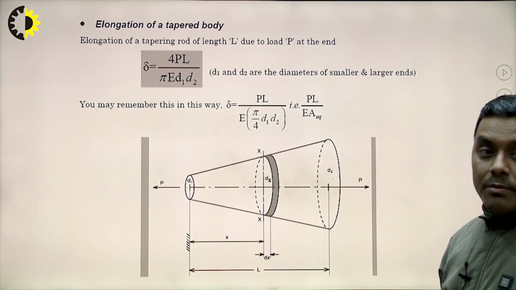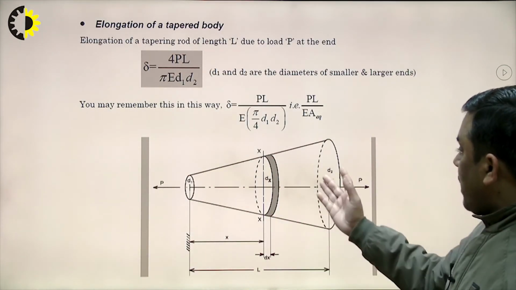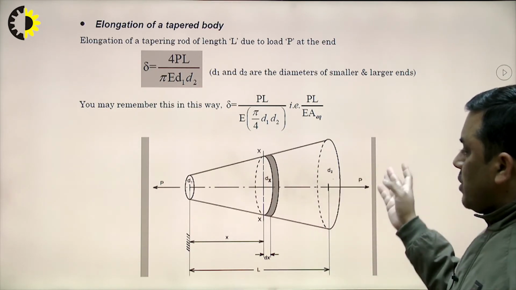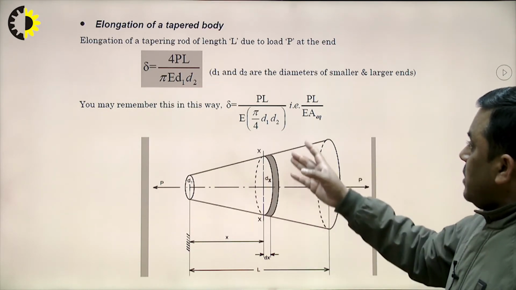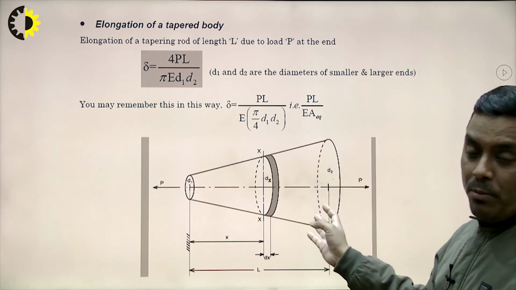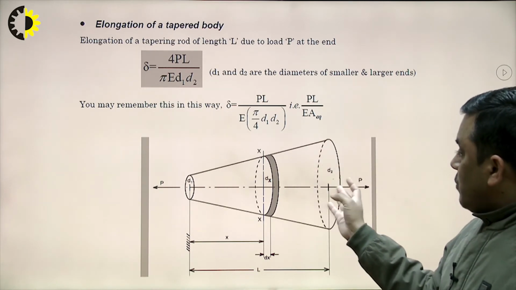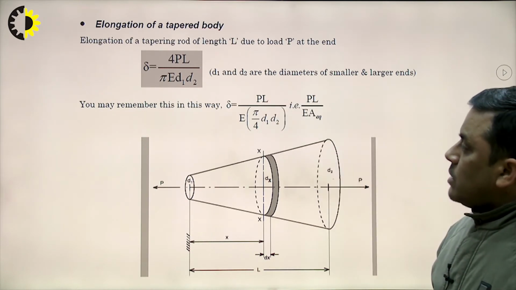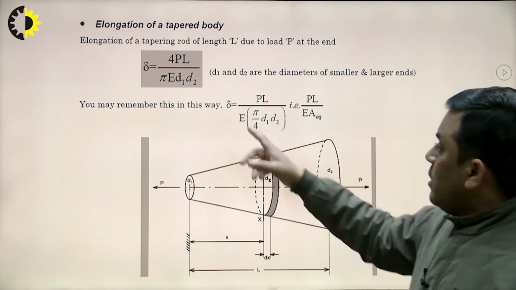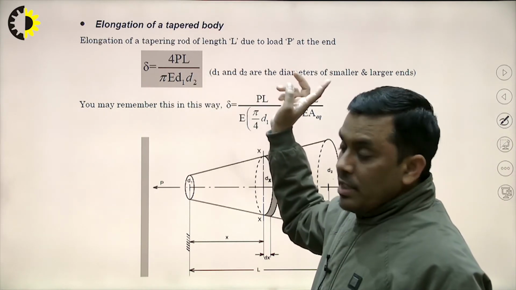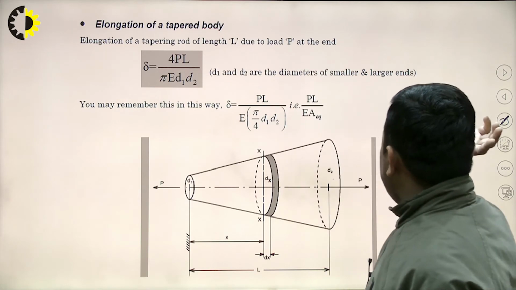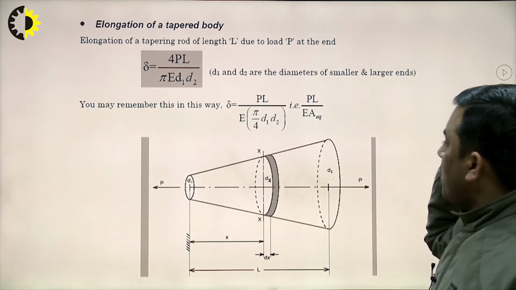Now, if the bar is not prismatic, if the bar is tapered, with its diameter changing from D1 to D2, then in this type of problem, when the diameter is not uniform, we can also find out the change in length delta. It will be 4 PL upon pi E D1 D2. For remembering this, there is a very good way.